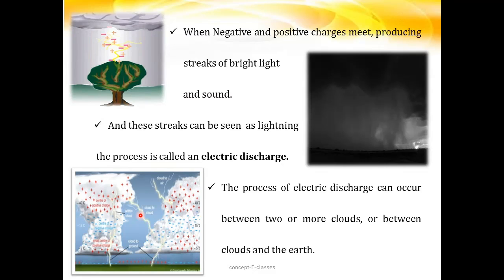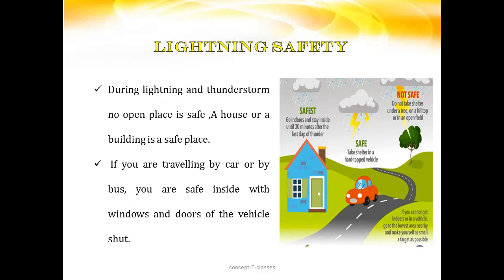So the process of electric discharge can be between clouds or between clouds and the earth. Now we understand the basic phenomenon of lightning. However, a lightning strike could destroy life as well as property. It is therefore necessary to take measures to protect ourselves during lightning. So the next topic of this chapter is lightning safety.